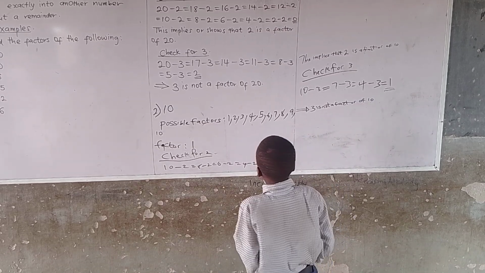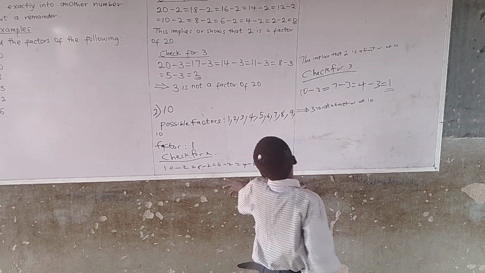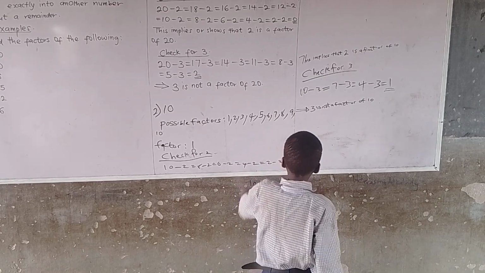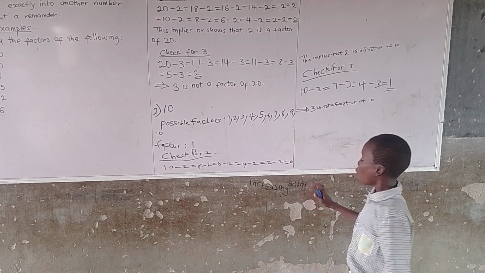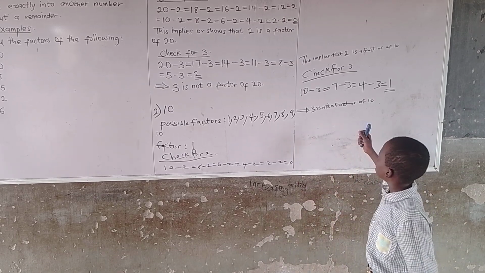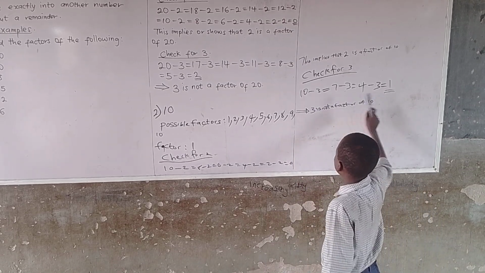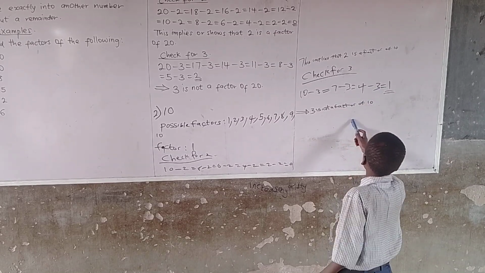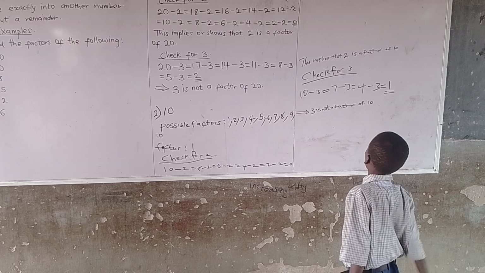So when we can see a number that gives us 0 if we minus it, that shows that the number is a factor of the number. But when we see a number that, when we minus it, will not give us 0, that is, the number is not a factor of the other number.